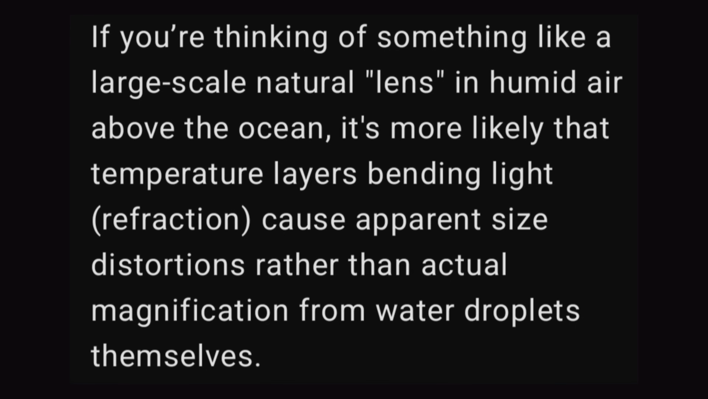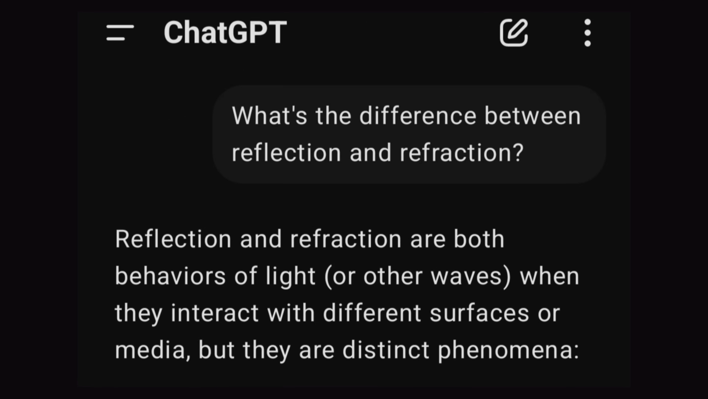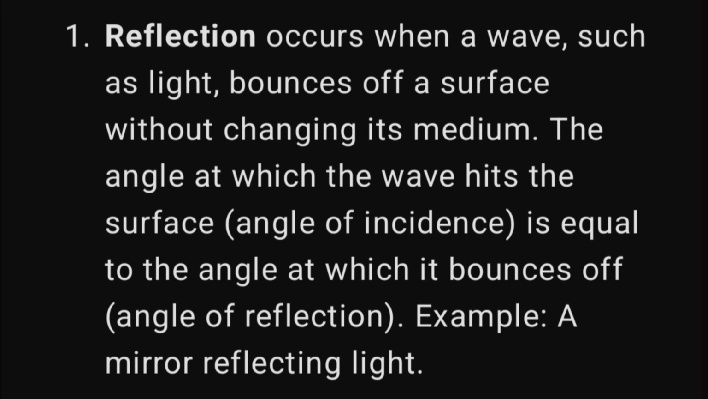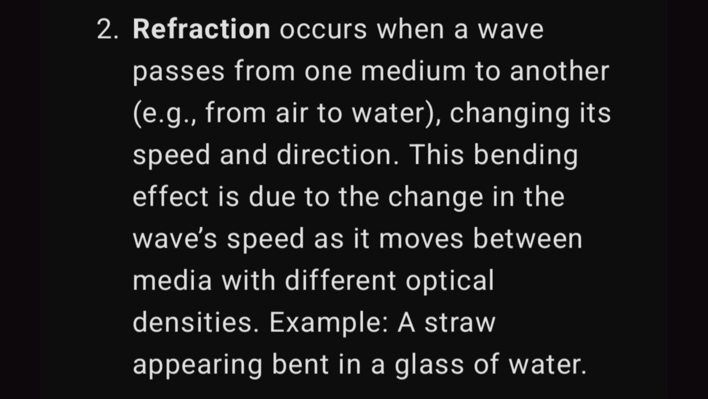Now, to make sure that we all understand everything, I was also asking what's the difference between reflection and refraction. They are both behaviors of light or other waves when they interact with different surfaces or media, but they are distinct phenomena. 1. Reflection occurs when a wave, such as light, bounces off a surface without changing its medium. The angle at which the wave hits the surface is equal to the angle at which it bounces off. Example, a mirror reflecting light. Okay, this is clear.